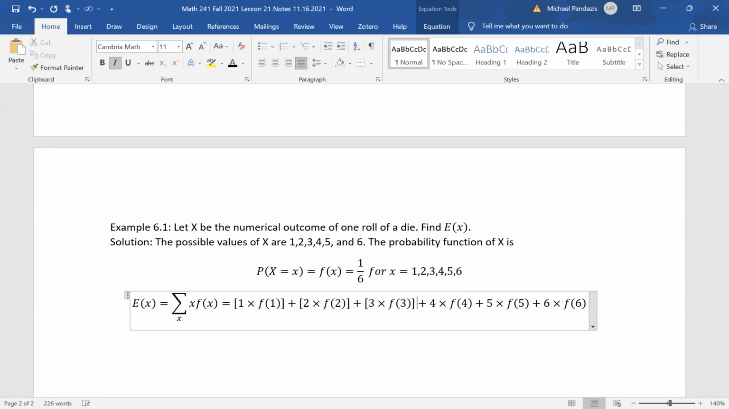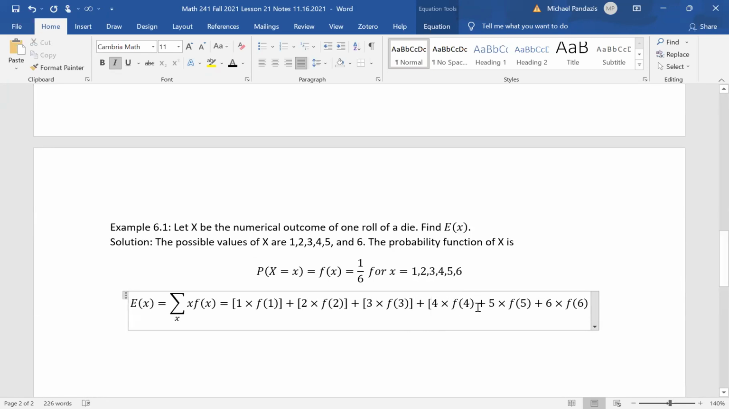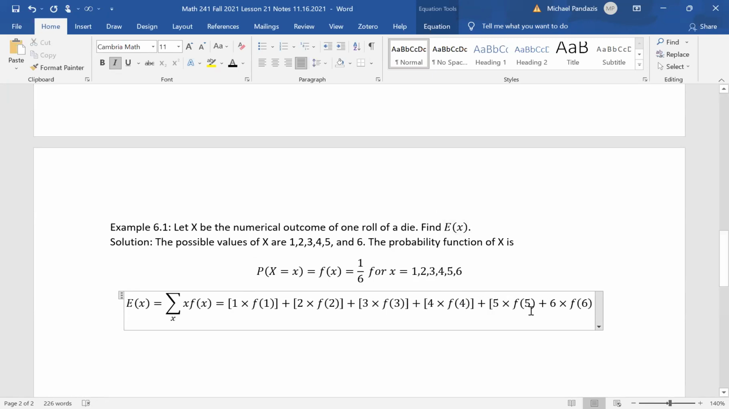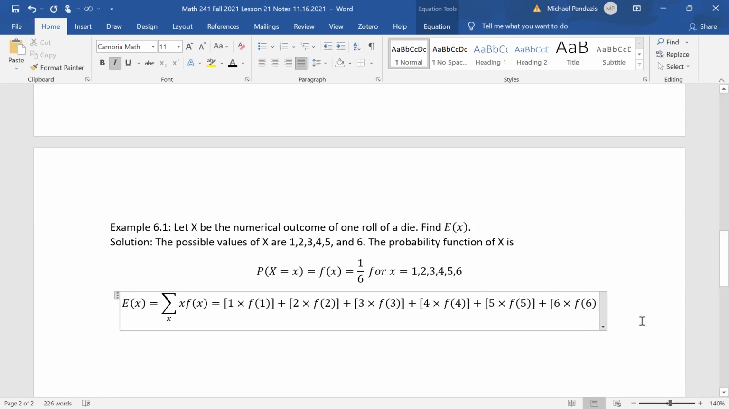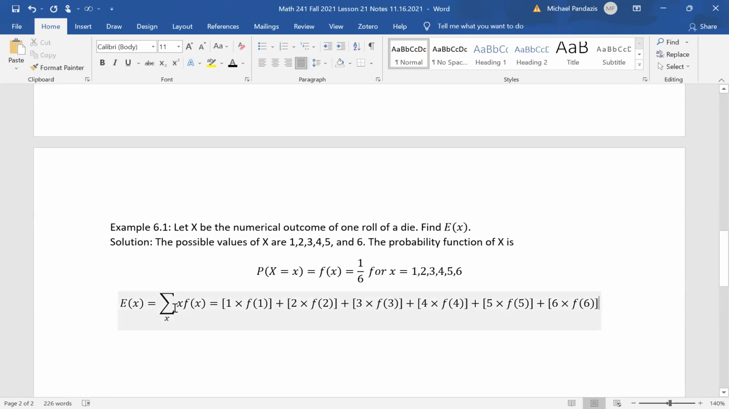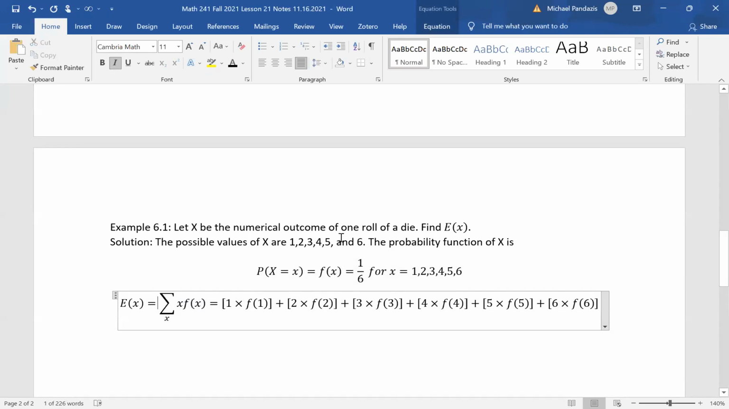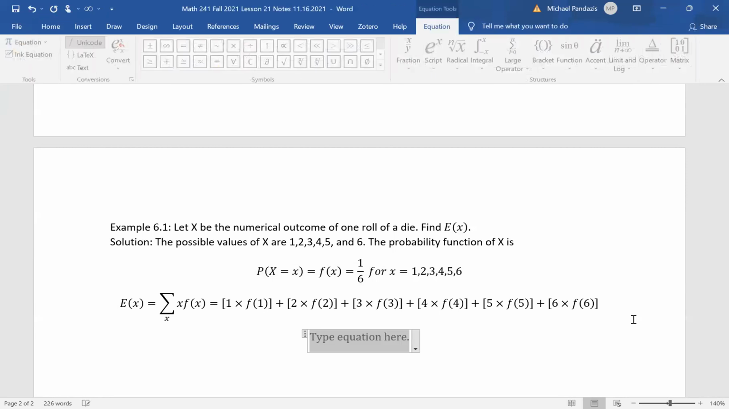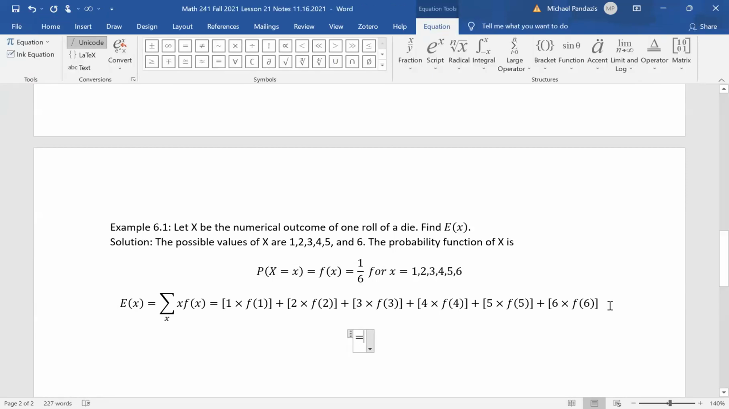Okay, each of these things in brackets is another term in the sum. So the sum is a sum of 6 terms, where each term is one of the terms I'm putting in brackets. There are plus signs in between them because you're adding those 6 terms. These are just values of x times f of x as x ranges from 1 through 6, inclusive. But the probability that x takes on each value is just 1/6. F of x is equal to 1/6 for x equals 1, 2, 3, 4, 5, or 6.